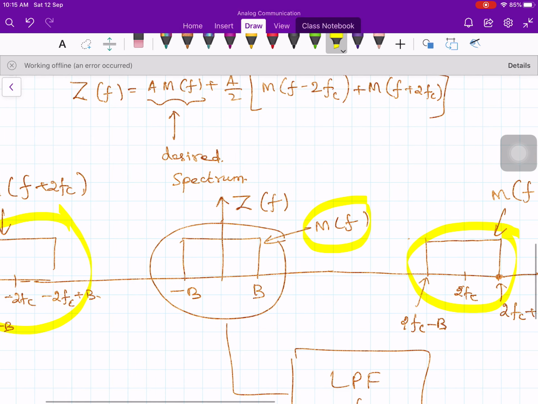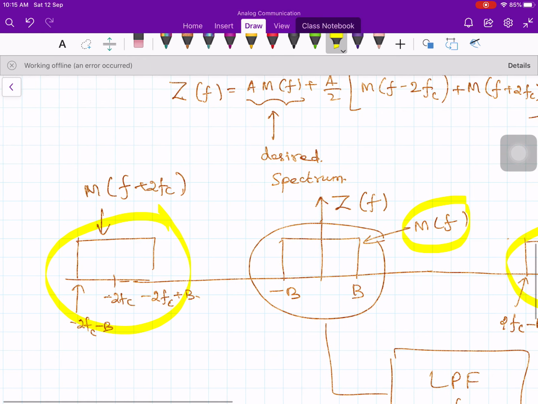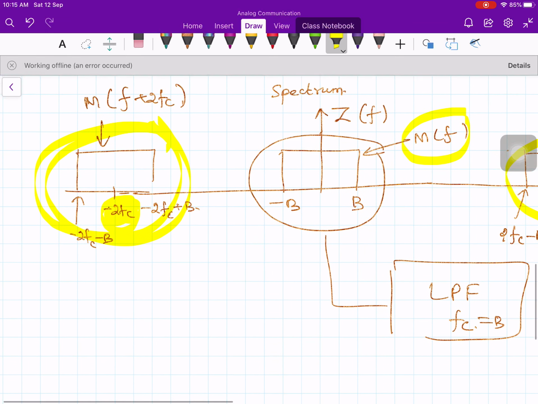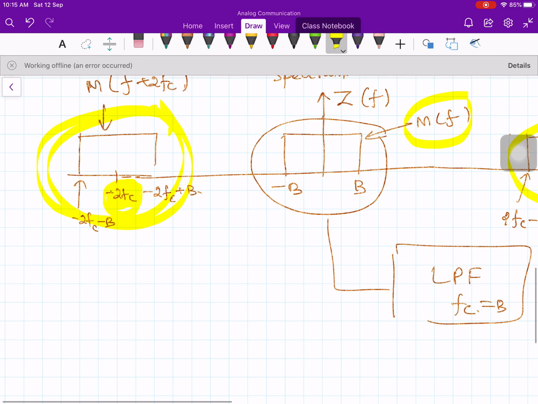Okay. And what is this one? This one is the translated version of your M of f around 2fc, and this one is the translated version of your M of f around the frequency minus 2fc. So I have 2 additional components along with the desired message signal or desired frequency component. Bandwidth of M of f is the largest frequency in m of t.